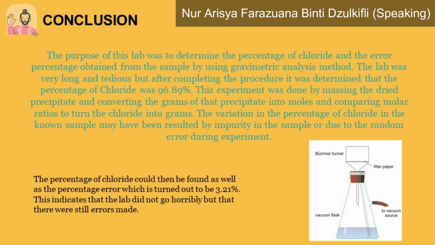The lab was very long and tedious, but after completing the procedure, it was determined that the percentage of chloride was 96.89%. This experiment was done by weighing the dried precipitate and converting the grams of that precipitate into moles and comparing molar ratios to turn the chloride into grams. The variation in the percentage of chloride in the known sample may have resulted from impurity in the sample or from random error during the experiment. The percentage error turned out to be 3.21%. This indicates that the lab did not go horribly, but that there were still errors made.